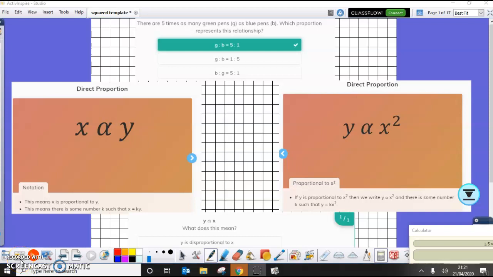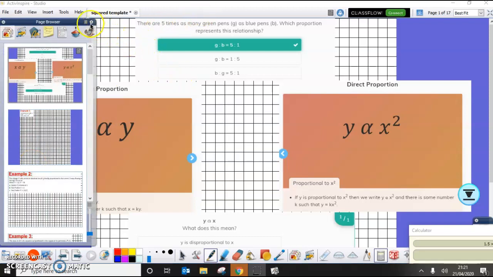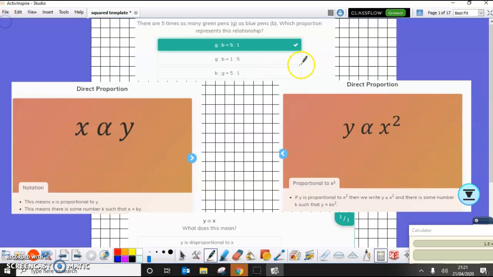Okay, so we're going to look at direct proportion and then move on to indirect proportion. Direct proportion is similar to the proportion of how things work. If you look at the first question at the top here, we've got: there are 5 times as many green pens as blue pens. Which proportion represents this relationship? And from Seneca we've listed down there that the proportion is the top one, and this is correct.